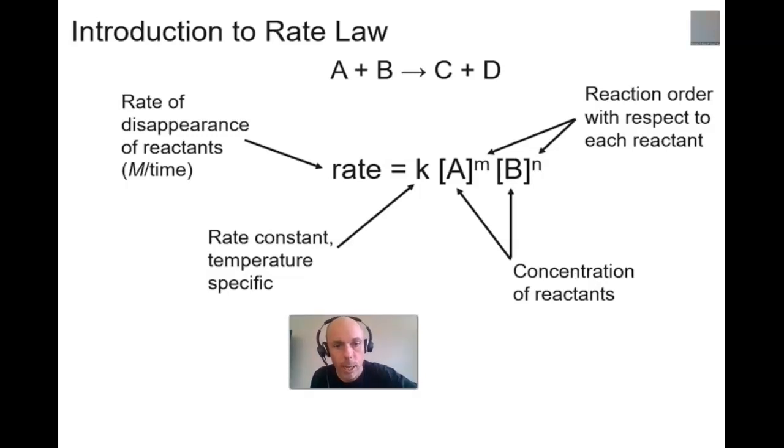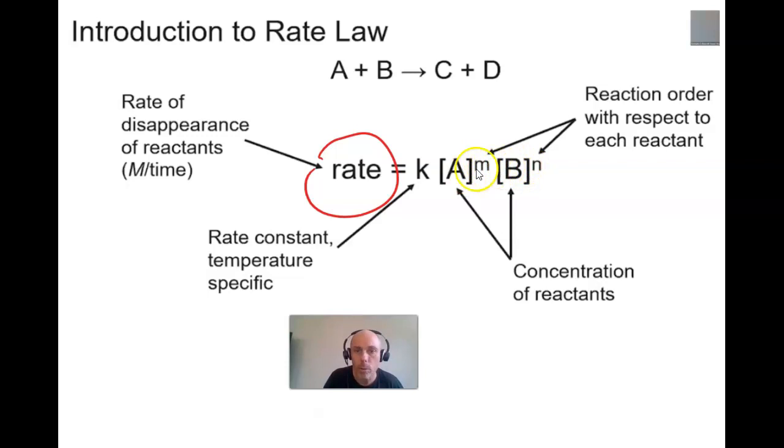So on the left-hand side, we see the word rate. That will be in molarity per second. It says molarity per time, but time is almost always measured in problems in seconds. So the rate will be in molarity per second. These brackets, remember, represent concentrations. So these brackets represent the concentration of reactant A initially, at the very moment the reaction starts, and then B will be the concentration of reactant B as well initially.